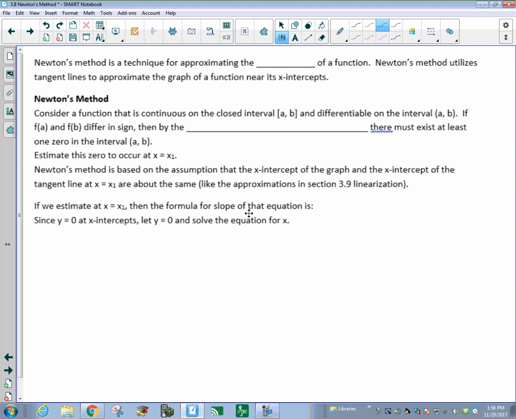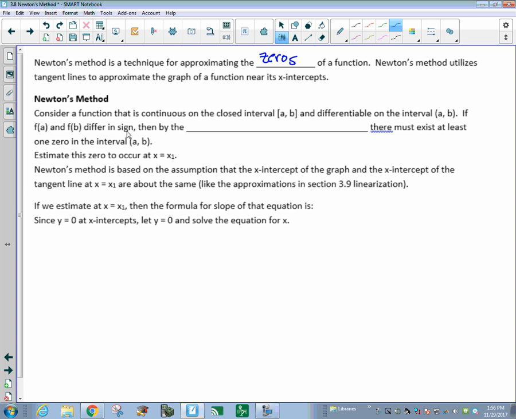Well, hello everybody. We are going to talk about Newton's method, and Newton's method is a technique for approximating zeros of a function. Basically, it is going to use tangent lines to approximate what's going on to find the x-intercepts.